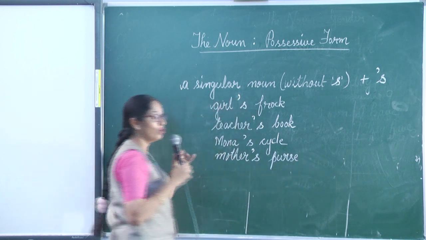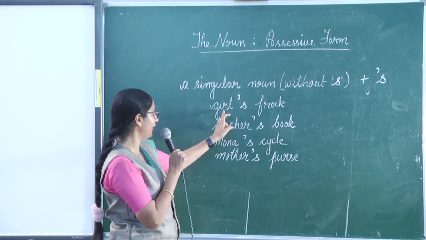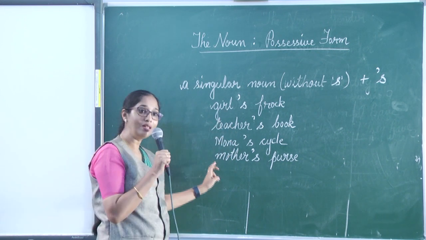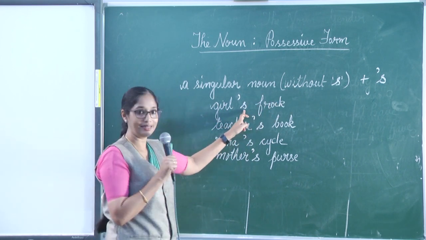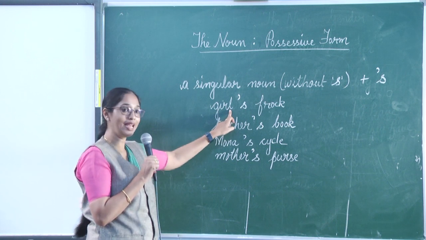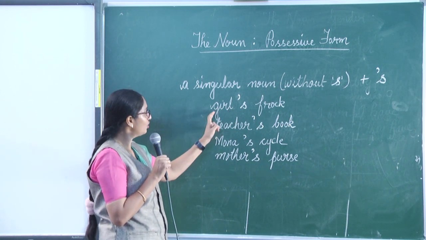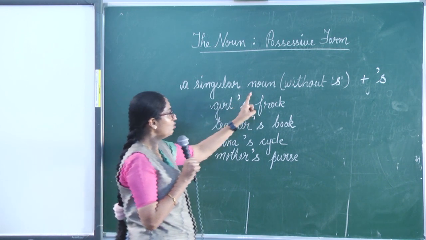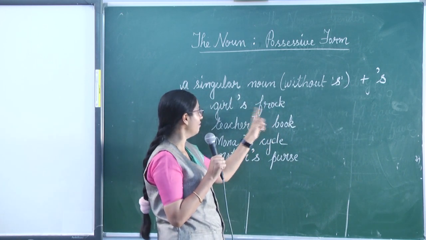So the rule which we learned right now is for a singular noun. As you all know, girl, teacher, Mona, mother. These are all singular nouns which are not ending in s. This noun does not end in s and refers to one person. So if the noun does not end in s, then you have to put an apostrophe s to show the possessive form.